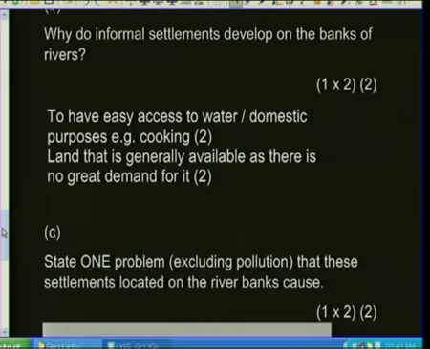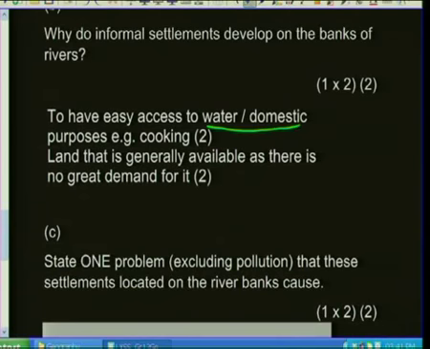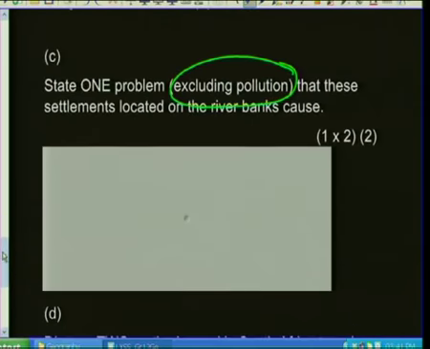And there we have it, to have easy access to water for domestic purposes like cooking. Land that is generally available as there is no great demand for it. It's wide open. You generally don't find people living on the banks of rivers except for informal settlements. Question C. State one problem excluding pollution that these settlements located on the riverbanks cause.